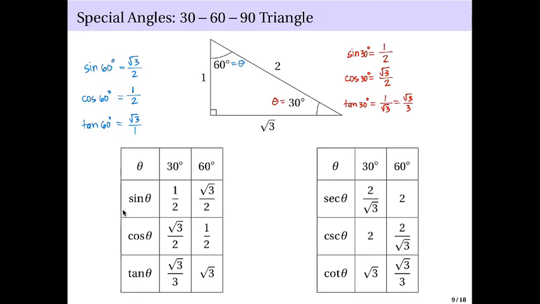And for the reciprocals of these, you have secant theta for 1 over cosine theta, cosecant theta for 1 over sine theta, and cotangent theta for 1 over tangent theta. And if you take the reciprocals, you will get these answers. So take note, 30 degrees here, 30 degrees here, 60 degrees here, 60 degrees here.